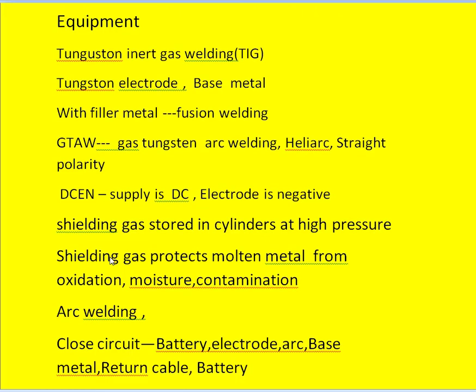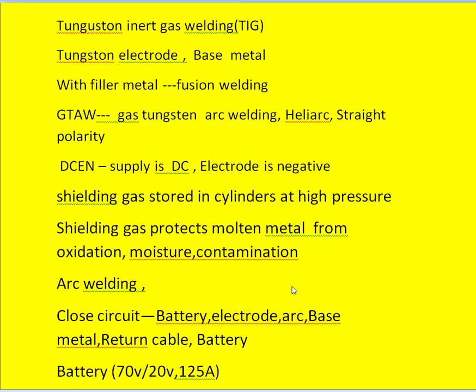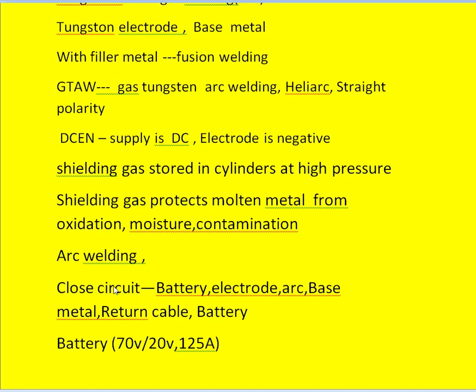Next, we use shielding gas, which is stored in a cylinder at high pressure. The purpose of the shielding gas is to protect the molten metal, or the base metal, from oxidation, moisture, and contamination from the environment. TIG welding basically comes under the category of arc welding. In this case, the closed circuit is formed via the battery, electrode, arc, base metal, return cable, and battery.